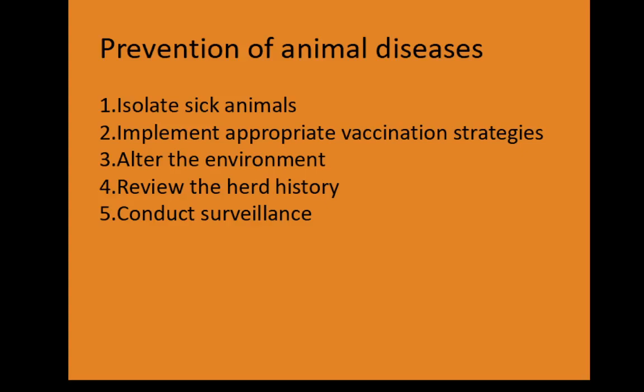Okay, next strategy we have is surveillance. Surveillance is necessary to regularly monitor the herd for diseases. We have to make sure that the disease does not occur again in the herd once we have controlled it. So we need to perform necropsy when an animal dies.